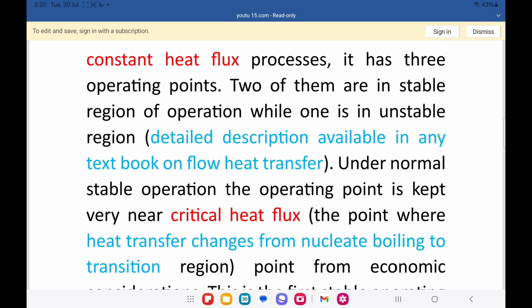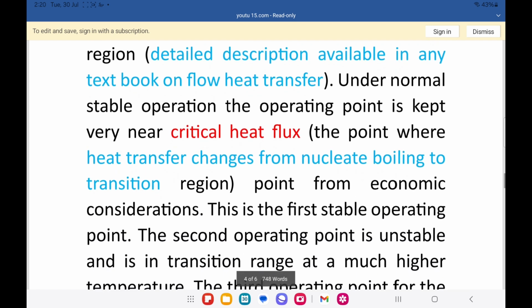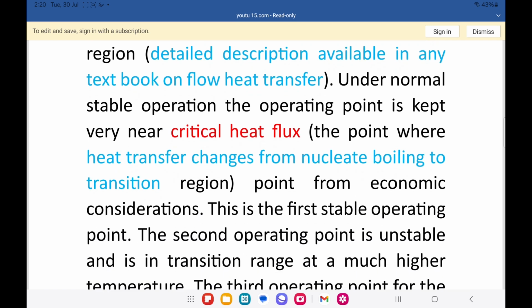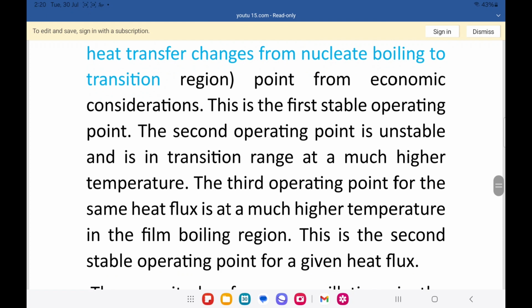Under normal stable operation, the operating point is kept very near critical heat flux conditions, the point where the heat transfer changes from nucleate boiling to the transition boiling region. And this is done from economic considerations. That is, the operating point is kept very near the critical heat flux condition. This is the first stable operating point.